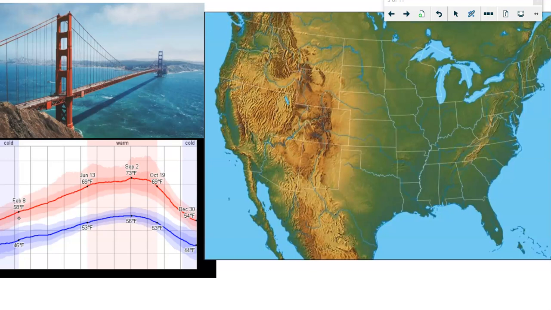Another thing we could talk about in terms of being near a body of water, of course, is precipitation. So how does being close to an ocean or a large lake affect precipitation? Well, you can imagine if you're close to a lot of water, you're going to get evaporation from that water.